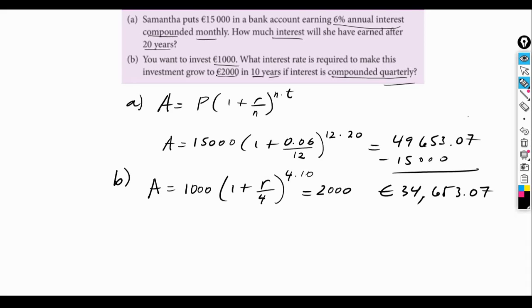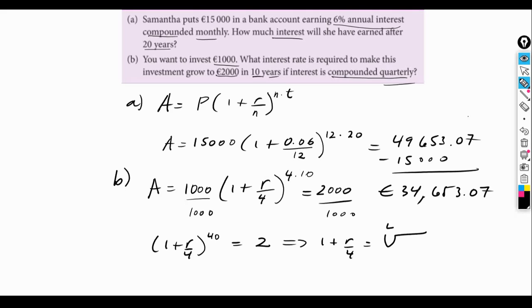Okay, so how do we solve this problem? Well, I'm going to show you how to solve it manually. So here, notice that this is the same as saying, if I divide this side by 1,000 and I divide this other side by 1,000, I can do that, right? So I'm going to get that 1 plus the rate over 4 to the power of 40 is equal to 2. And then I can apply the 40th root to both sides of the equation. And I'm going to get that 1 plus the rate over 4 is equal to the 40th root of 2.